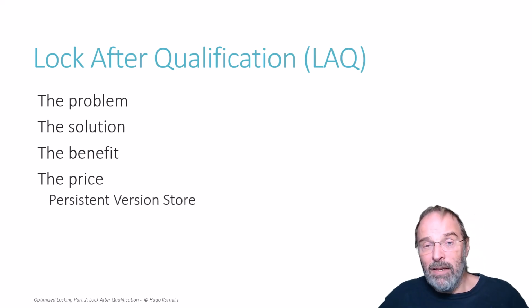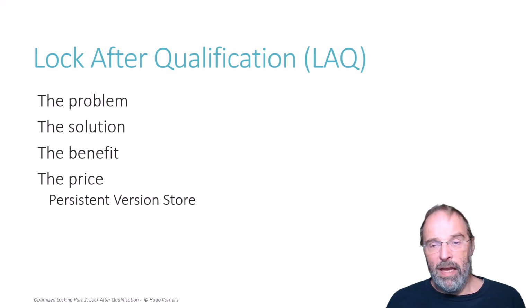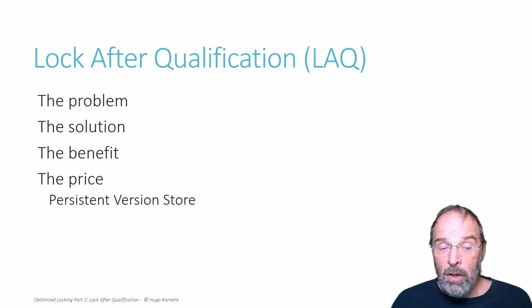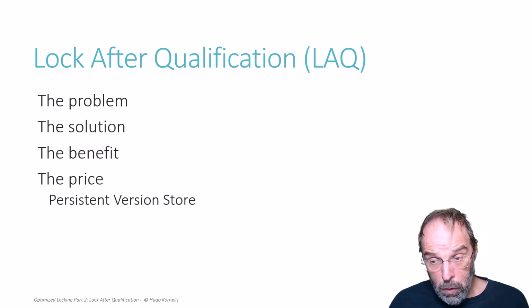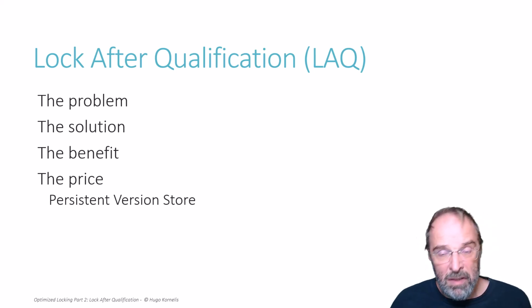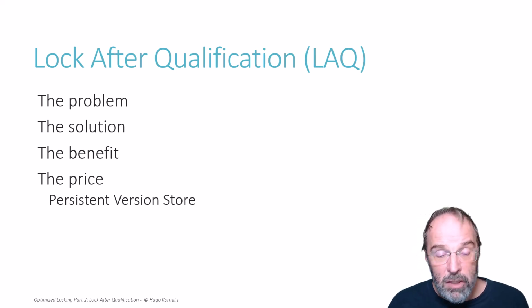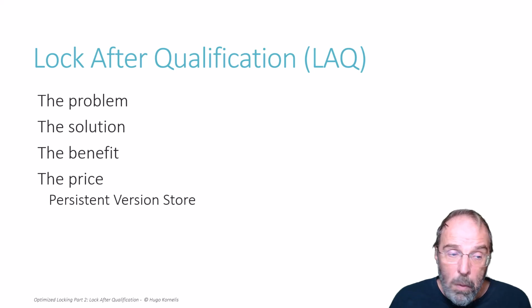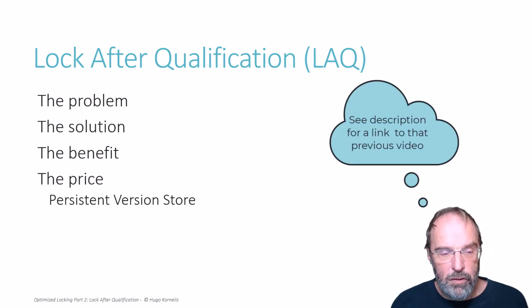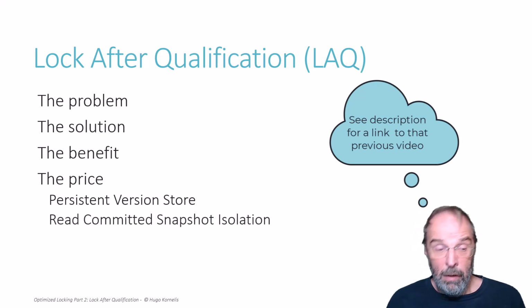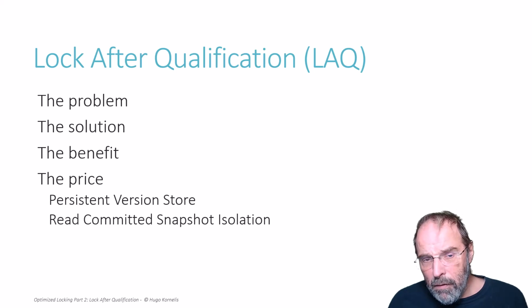Now, of course, everything always comes at a price. And I already said, Lock After Qualification cannot be enabled without transaction ID locking, so we need the persistent version store. Even though it's not used for this feature, it's used for transaction ID locking, and that means you get the persistent version store, which will increase the size of your database. I talked about that in the previous video. And you get read committed snapshot isolation, which might be a benefit.